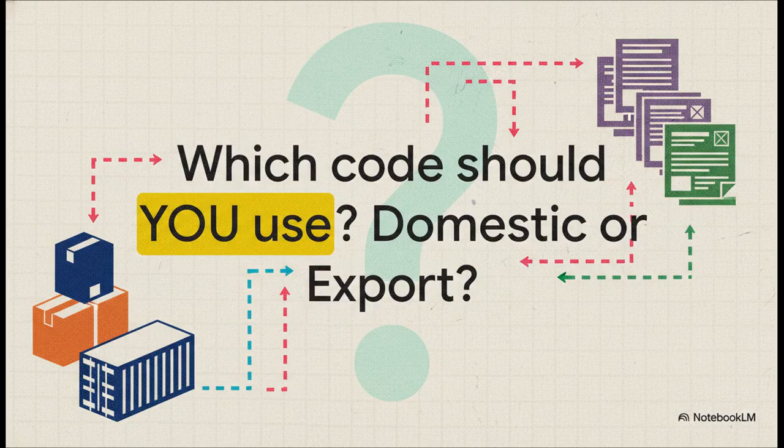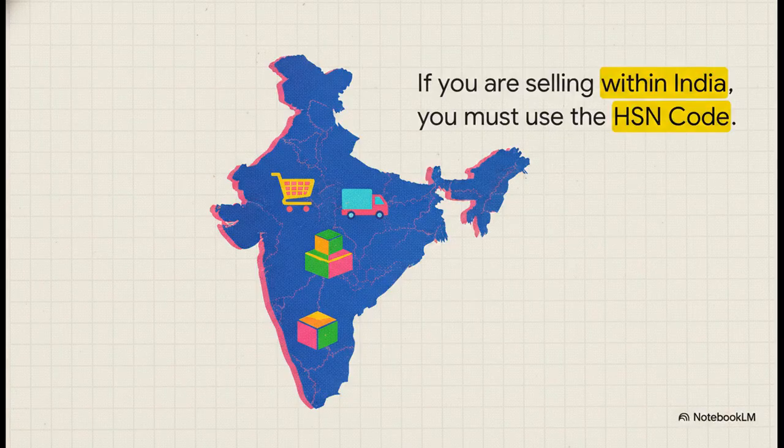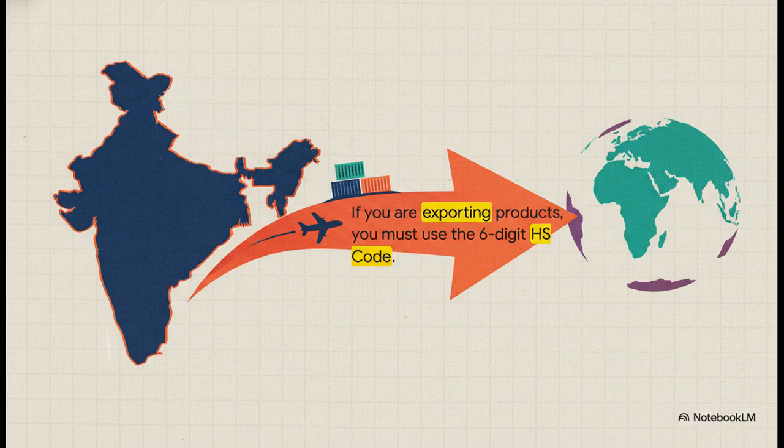This brings us to the most practical question of all, right? Which code do you actually need to use for your listings and your invoices? Let's make it crystal clear. If you are selling your products to customers anywhere inside India, the answer is simple. You must use the HSN code on your invoices and for all your GST filings. And if you're selling to customers outside of India, exporting your products, then you'll use that 6-digit international standard, the HS code. That's what customs authorities all around the world are going to be looking for.